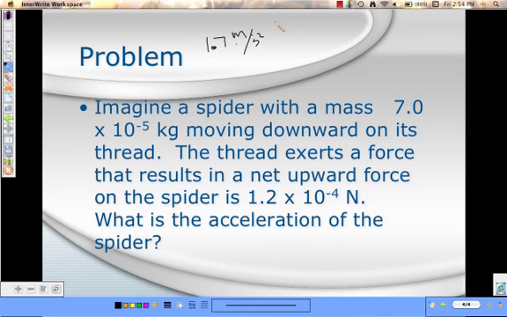That is all for today, and then Monday we'll start an experiment on Newton's second law, the F equals ma. We'll do that.